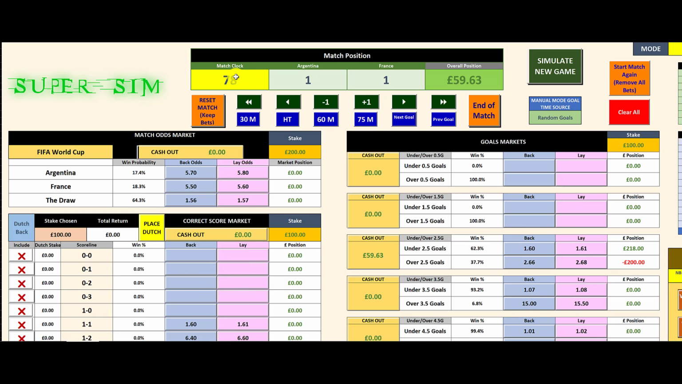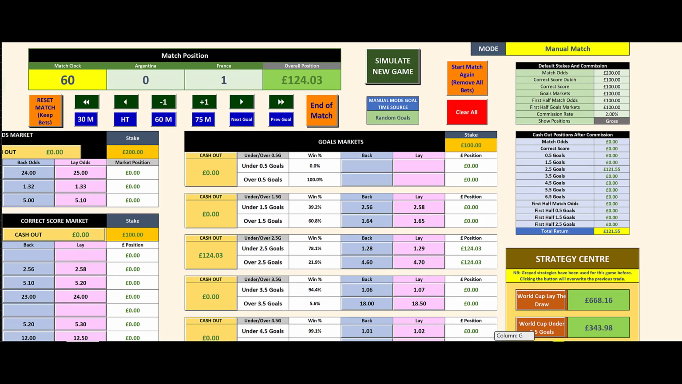And no, next goal was on 78 minutes. So let's bring the clock back to 60 minutes, and that would have been a profitable trade once again. So let's just get that cashed out, and we're going to add that to the profit. Okay, so let's go back and add that to our under 2.5 goals strategy.